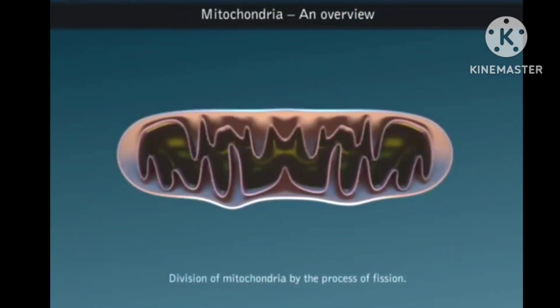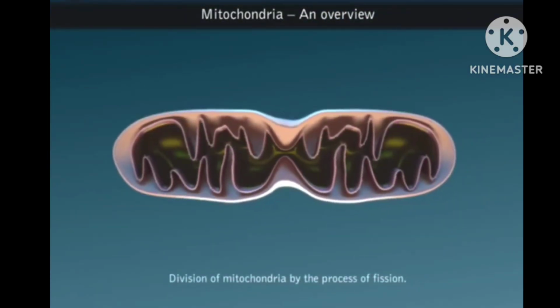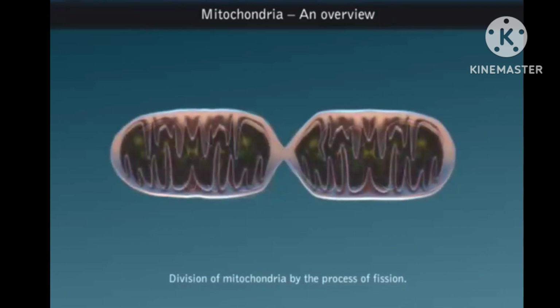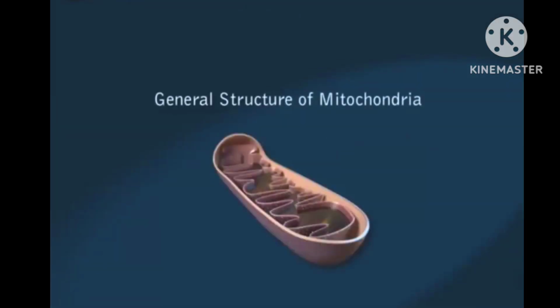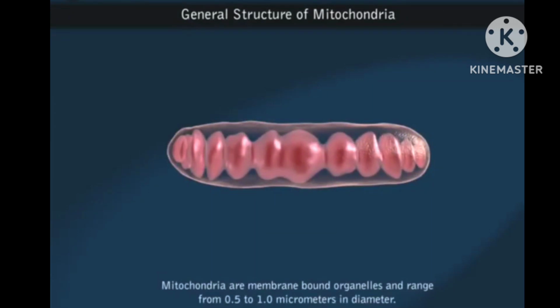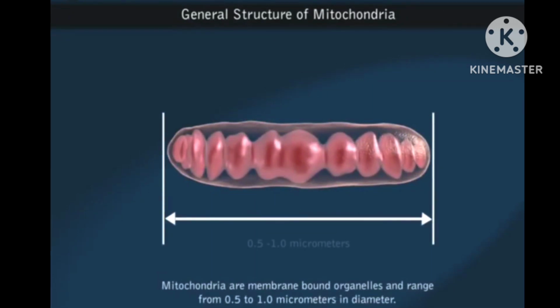The mitochondria have their own DNA and their own machinery for protein synthesis. They multiply by the process of fission, just like bacteria. General structure of mitochondria. Mitochondria are membrane-bound organelles and range from 0.5 to 1 micrometers in diameter.